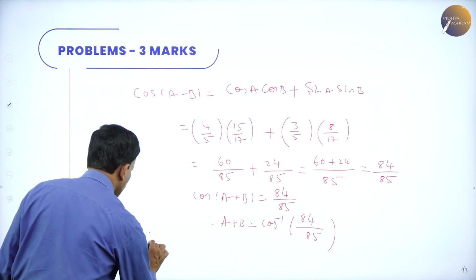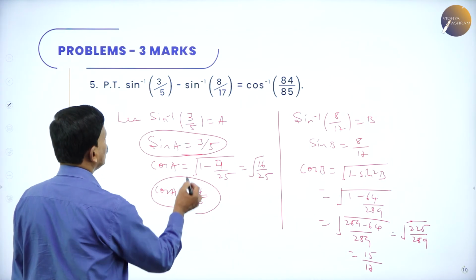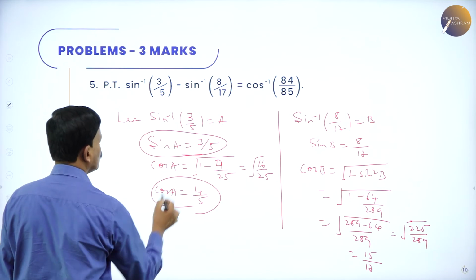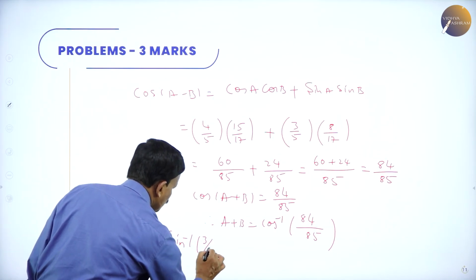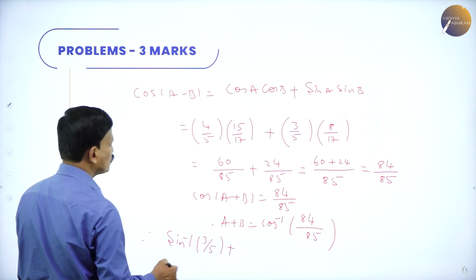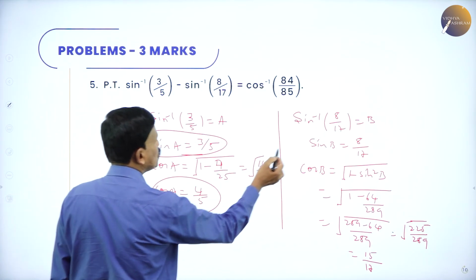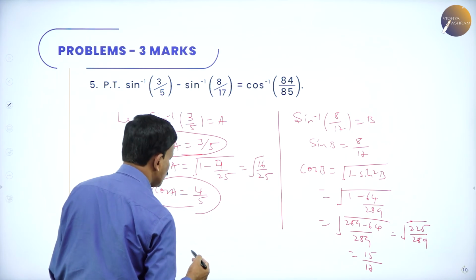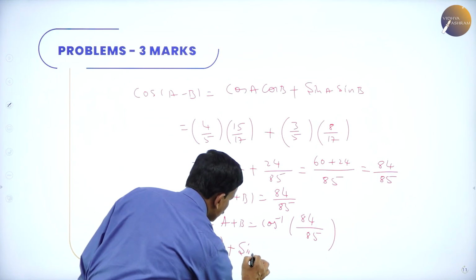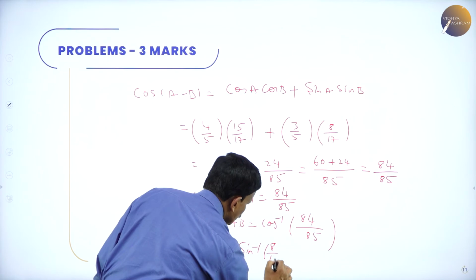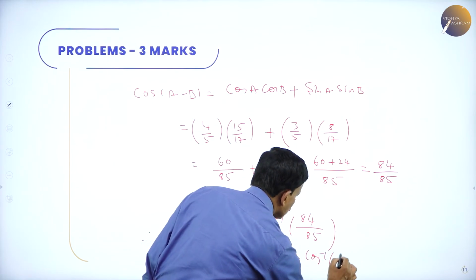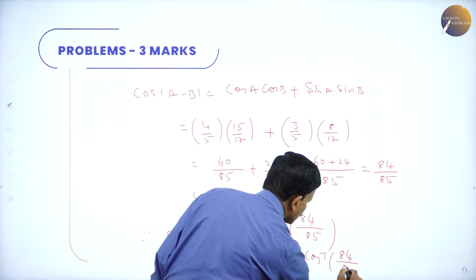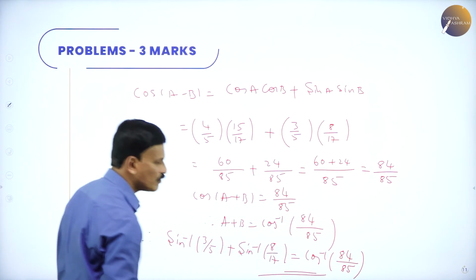Now substitute the value of A. What is A you have taken? A is equal to sin inverse 3 by 5. So this is sin inverse of 3 by 5 plus, what is B? B is equal to sin inverse of 8 by 17. Sin inverse of 8 by 17 is equal to cos inverse of 84 divided by 85. This is the required answer.